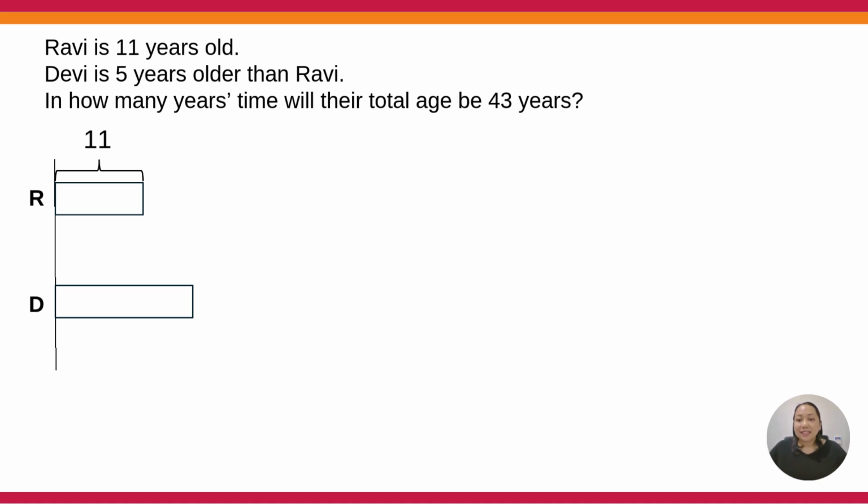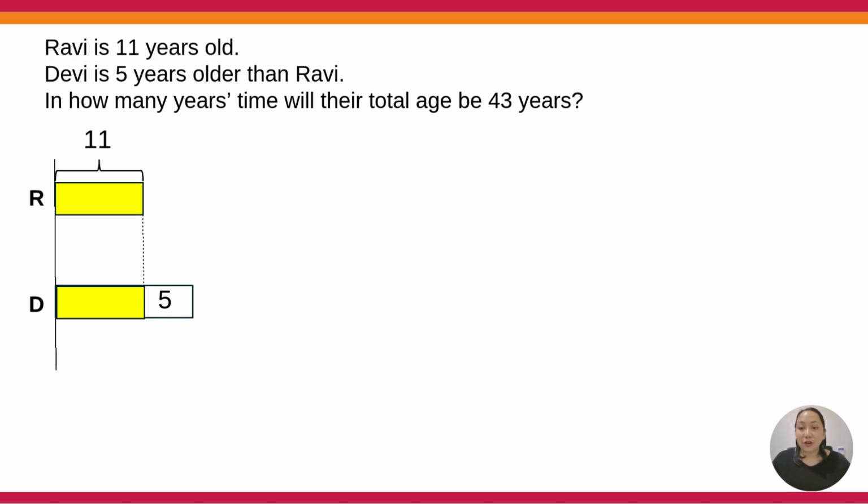The next sentence says Devi is 5 years older than Ravi. So that means when I draw Devi's bar, it has to be longer than Ravi's bar. Then we will label the difference between the bars of Ravi and Devi 5. This is because, once again, we mentioned that Devi is 5 years older than Ravi.